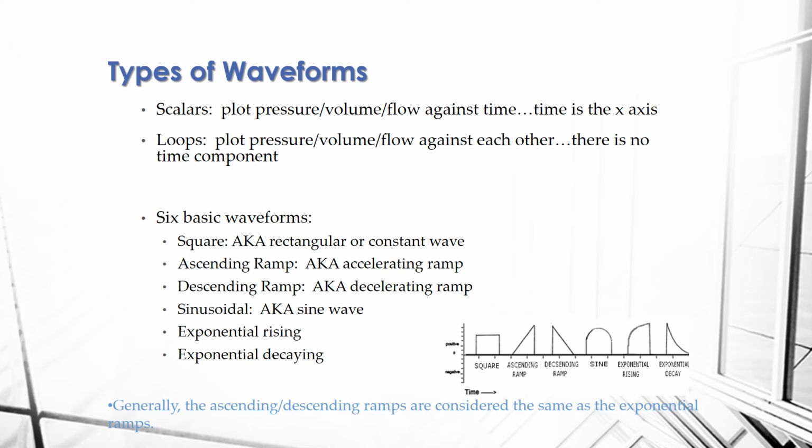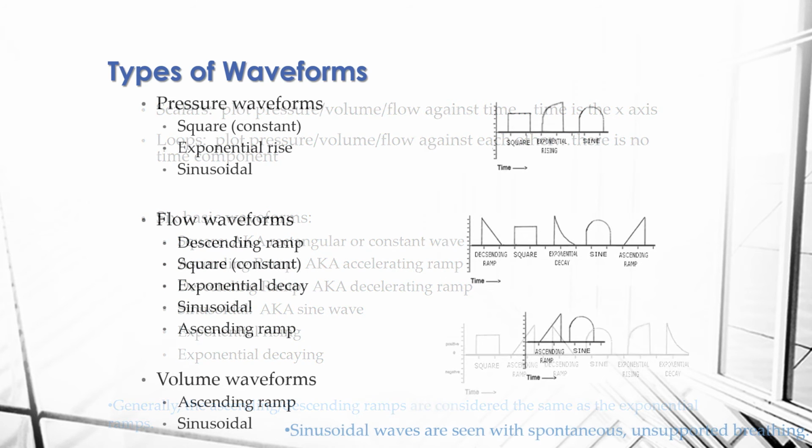So the 2 types of waveforms that you're going to see are scalars and loops. I'm really going to be talking about scalars in this presentation. So scalars are that straight line. That's where you plot pressure, volume, or flow against time, where time's on the x-axis. And loops, where you take out the time and you just have pressure, volume, and flow. And we have our 6 waveforms there that we're going to talk a little bit more about.